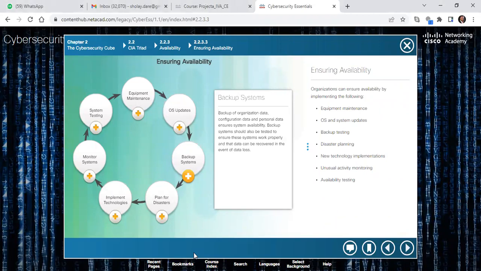So we had the backup of organization data, which is very important. Okay, then configuration data and personal data ensure system availability. So backup systems should also be tested to ensure these systems work properly and that data can be recovered in the event of data loss. So the third one is backup testing.